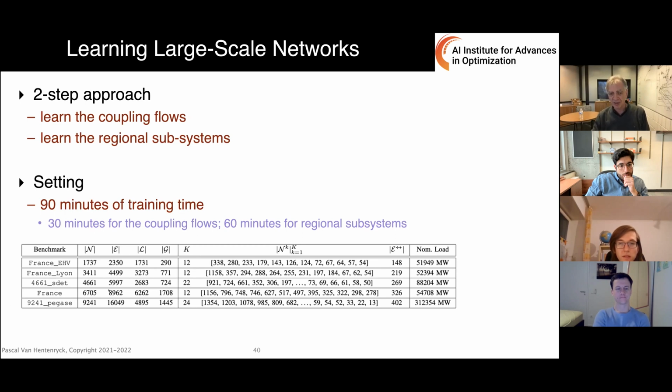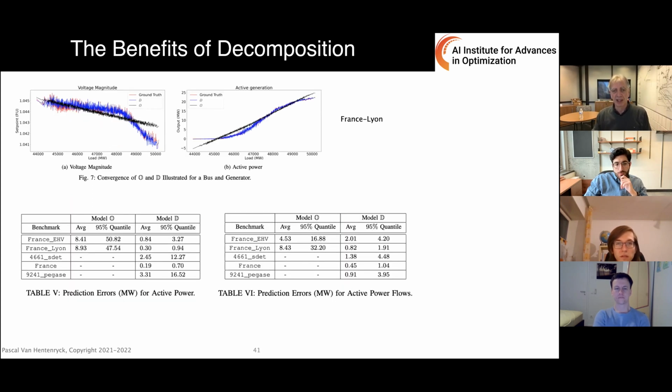And what you can see is that these networks have about 10,000 or more links, but the coupling flows for the different regions in France, for instance, and in Europe are really small. You have about 300 or 400 different lines. So you can predict these lines, and then you can basically separate all the regions and have very small learning problems to try to learn. And the benefits of this are actually pretty interesting.